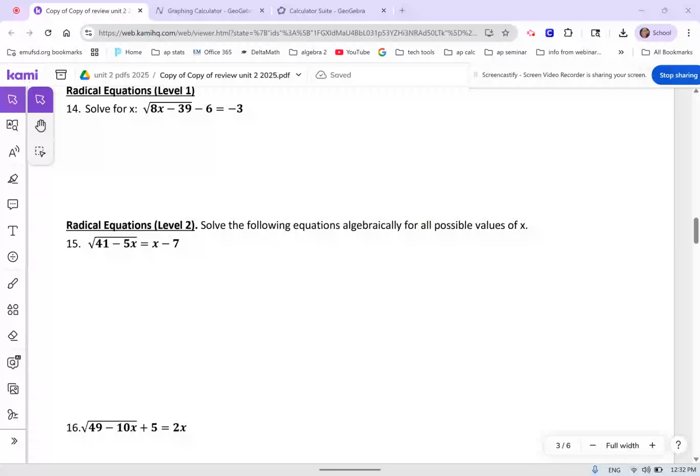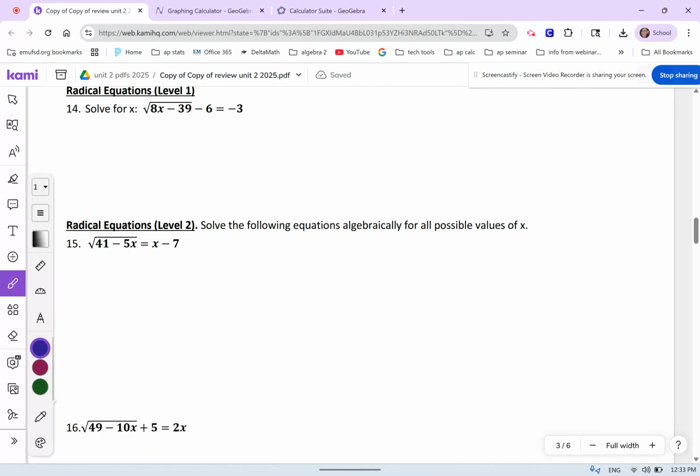In this video, I am going over additional problems from the Unit 2 review sheet. We're going to start off with example 14. I'm asked to solve an equation for all values of x, and I notice it's a radical equation because I have a variable under a radical.